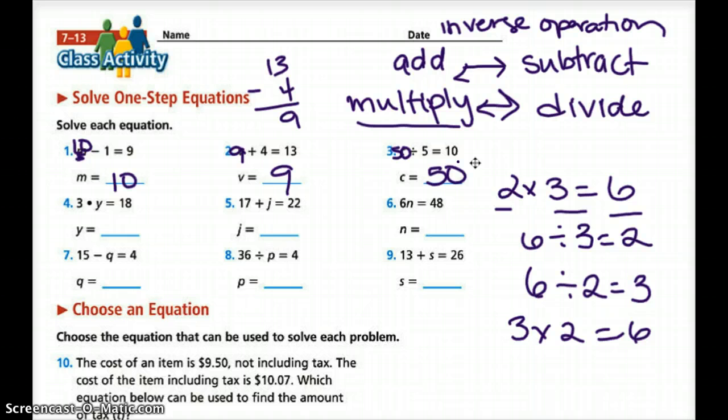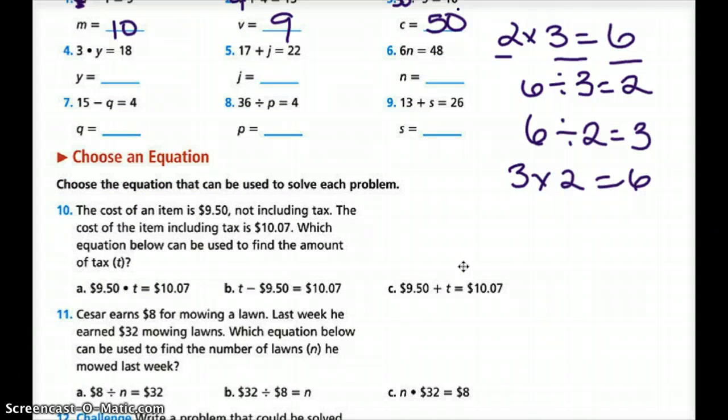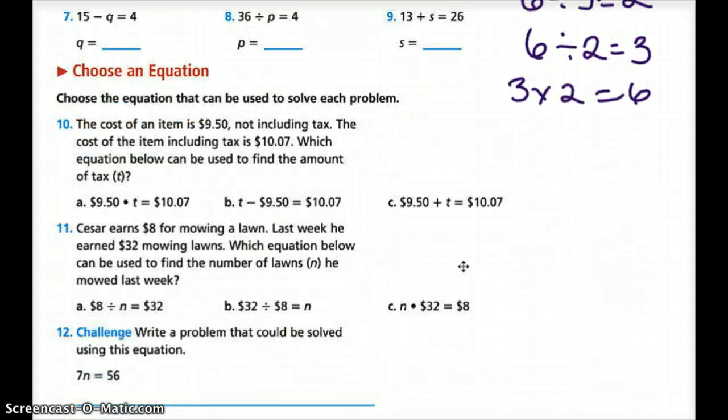Alright, go ahead and work on 4 through 9 on your own. Pause the video. When you finish number 9, come back to the video for number 10. For 10 and 11, we're going to read a word problem and choose which of these equations shows how the problem is written.